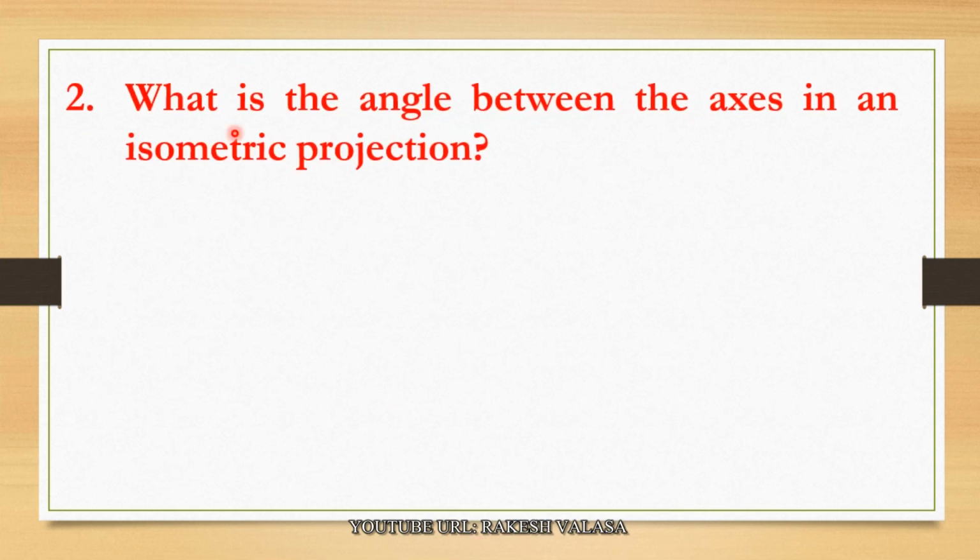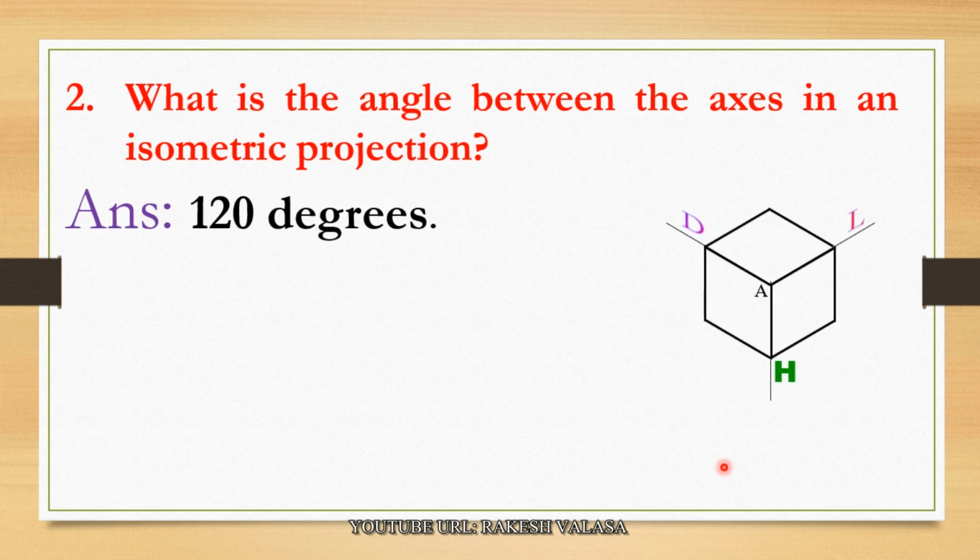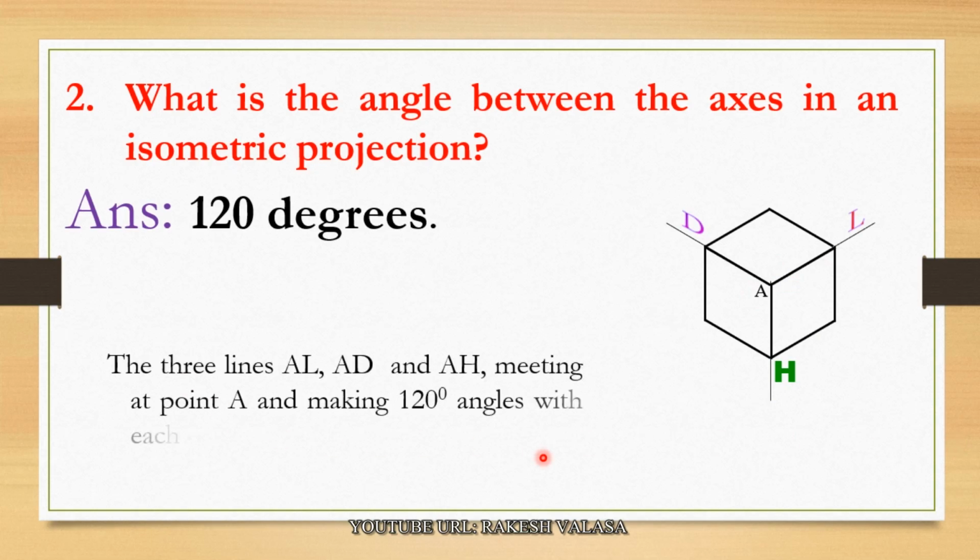Question number 2. What is the angle between the axes in an isometric projection? The answer is 120 degrees. You can see this image. Here three axes are there, that is AL, AD and AH. The angle between any two axes is 120 degrees. Here the three lines AL, AD and AH meet at point A and make a 120 degree angle with each other. This is termed the isometric axis. So the answer is 120 degrees.